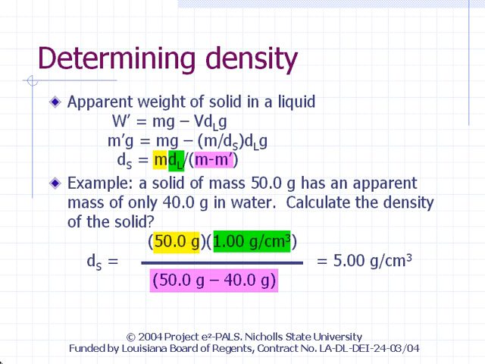Another important note. The equation we have here can also be used to determine the density of an unknown liquid. If we know the density and actual mass of a solid, and measure its apparent mass in an unknown liquid, then we can calculate the density of the liquid, d sub L.